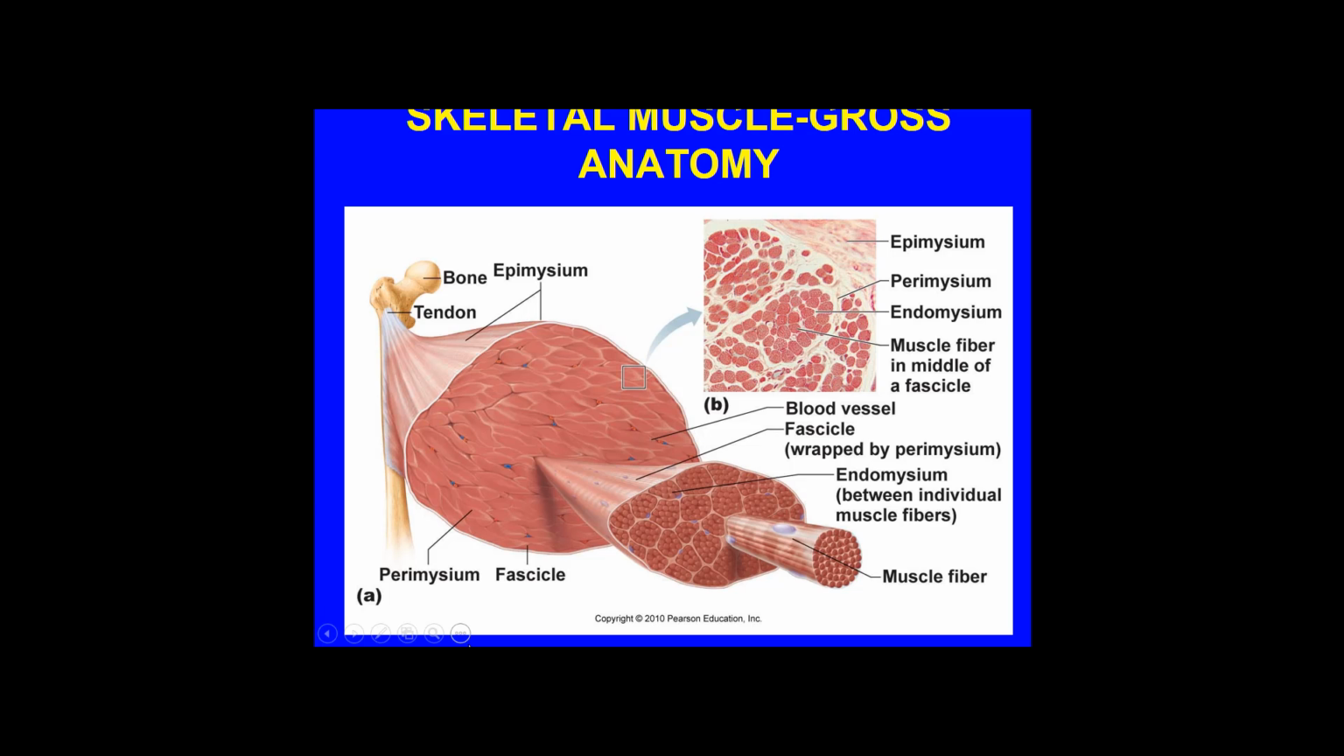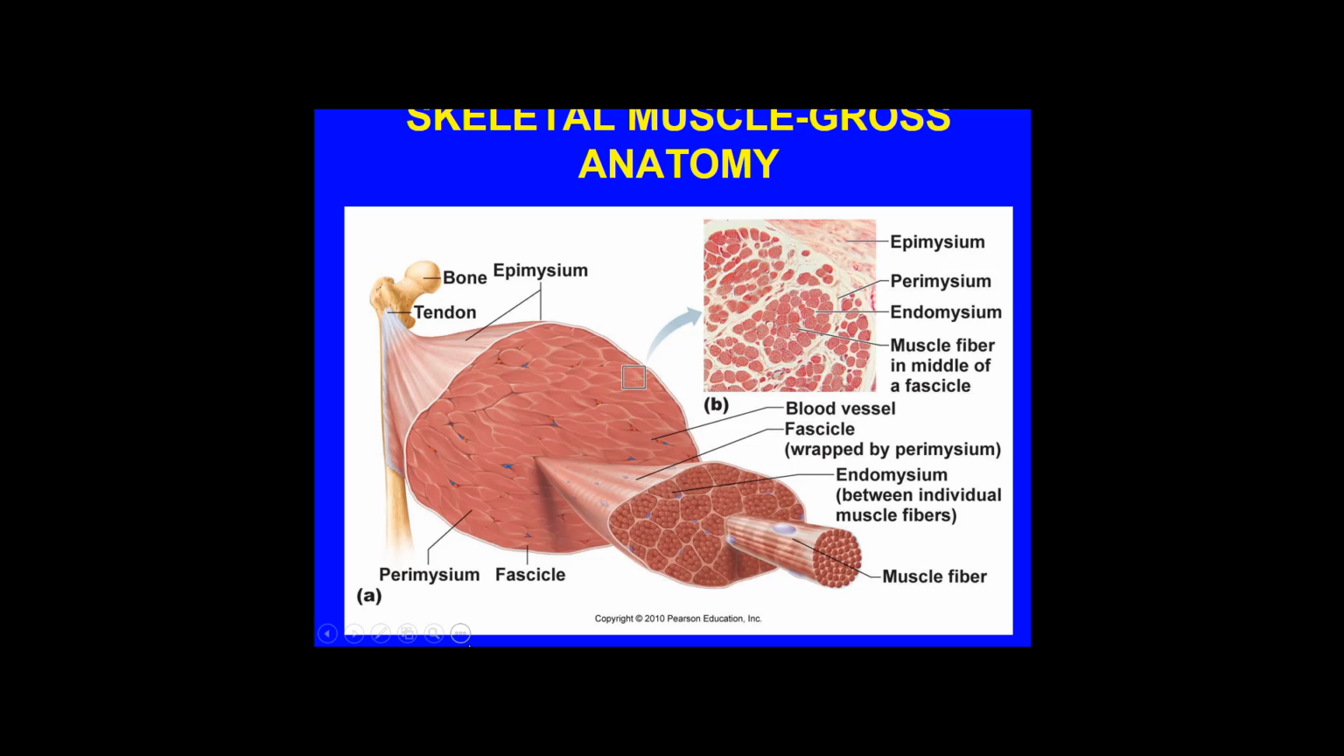Each level has a layer of connective tissue, epimysium, perimysium, and endomysium, that is basically wrapping around certain structures. Okay, I hope that helps you there. And you can see this in this diagram.